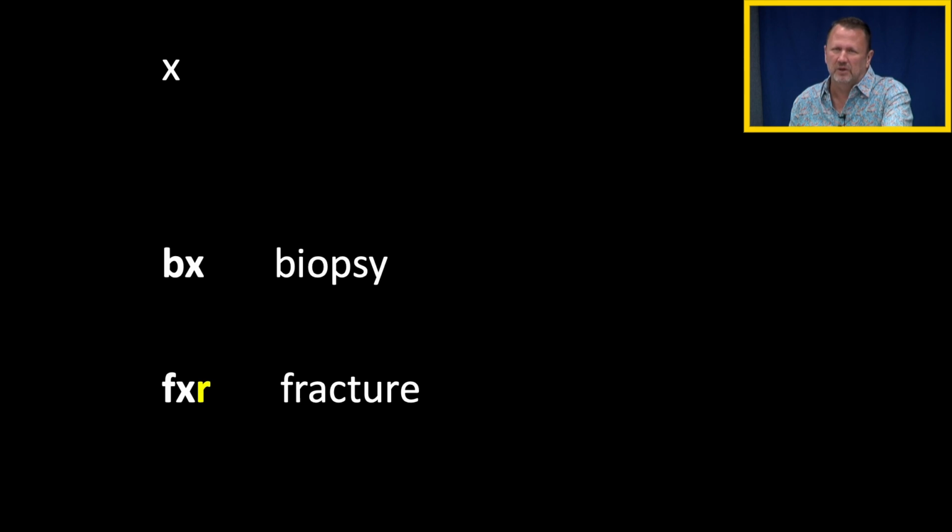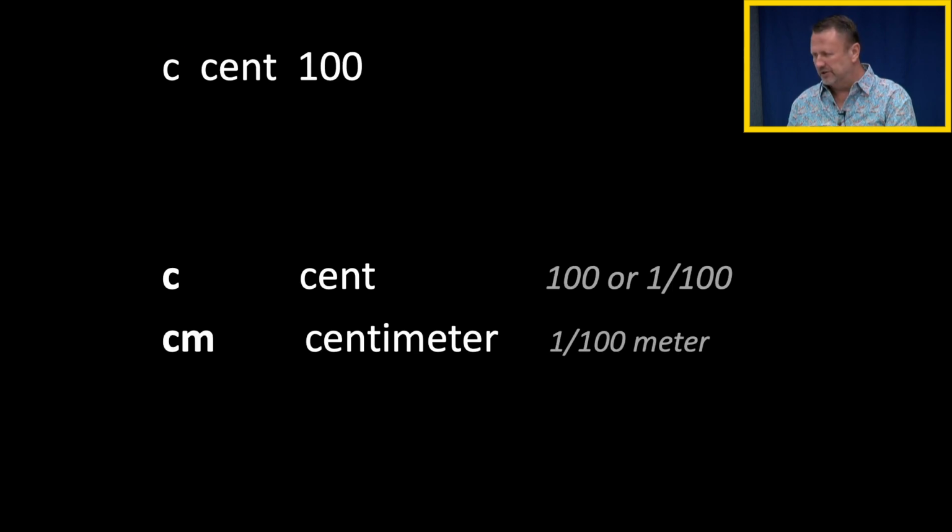X can mean, oh, we're just too lazy to write the rest of it. Like a biopsy is a BX. Fracture, maybe they'll spell it FX. I always spelled it FXR, fracture. C with a little line above it means with. All right. A lot of times I'll use a C without the line above it, and it'll mean with. Cum, with. And so be on the lookout for that abbreviation.